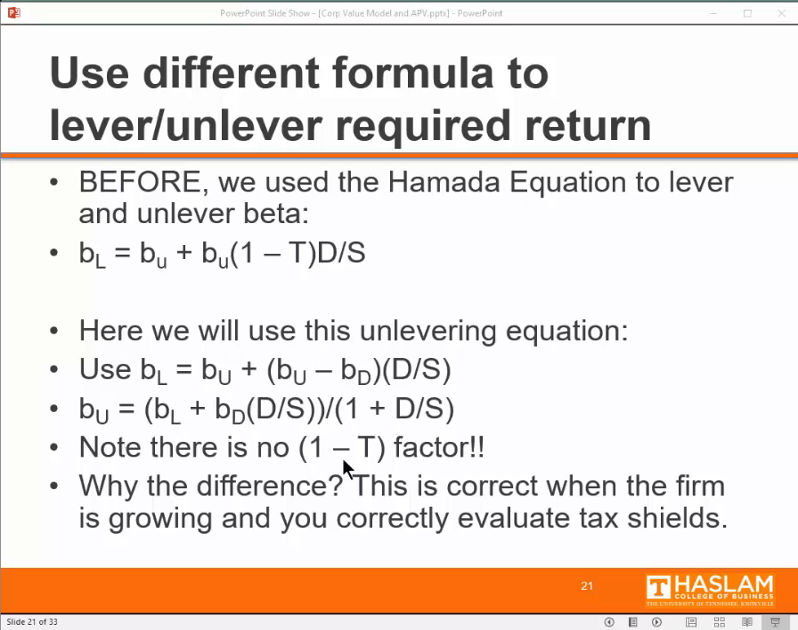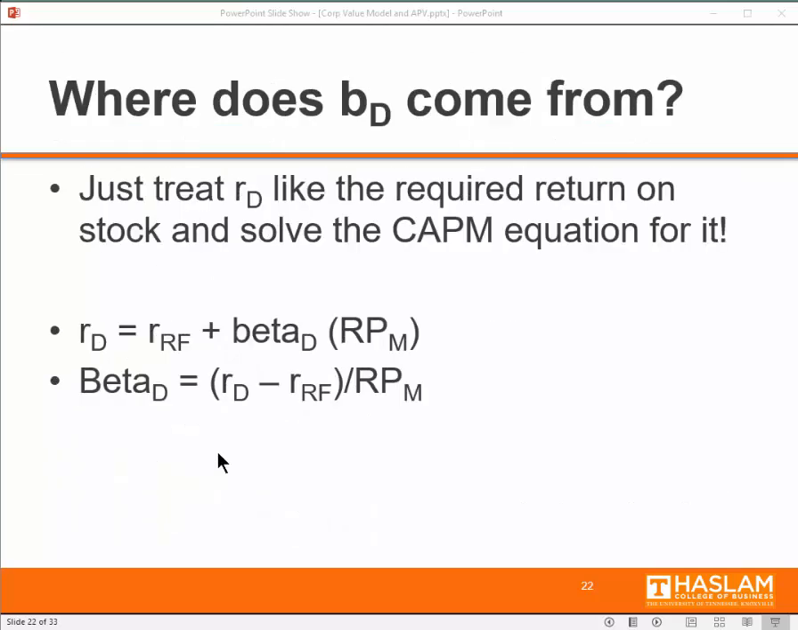But important to note is there's no 1 minus t factor. And the reason there's no 1 minus t factor is that we're going to explicitly incorporate the tax shields and not have those tax shields incorporated in the discount rate. And why is that? Well, that's because those tax shields are changing every year.